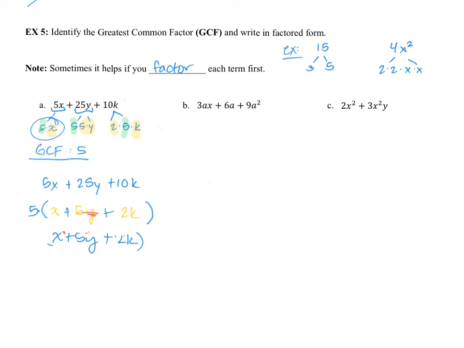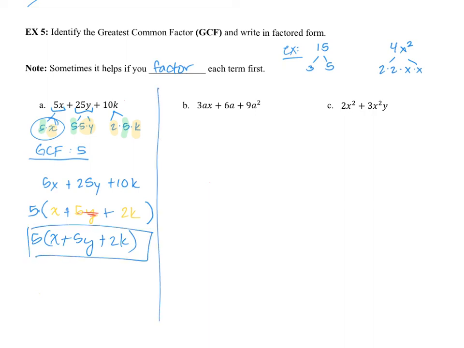Oh, I sort of just messed it up. Let me rewrite that. 5 times x plus 5y plus 2k, and we box our answer beautifully. All right, next one. Go ahead, factor b, and check back in with me in a second.